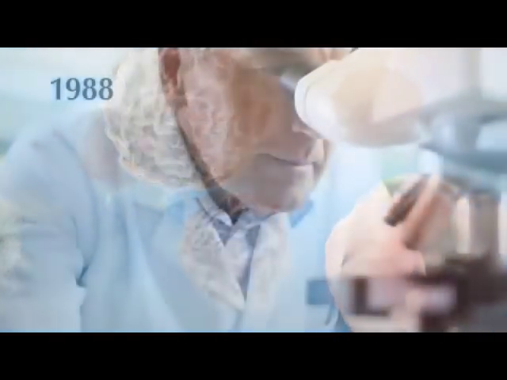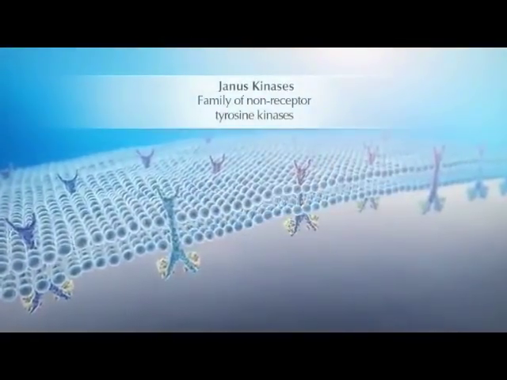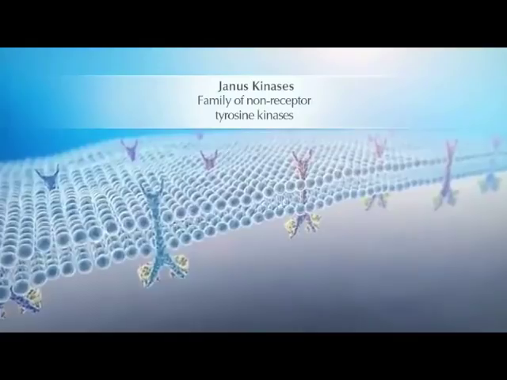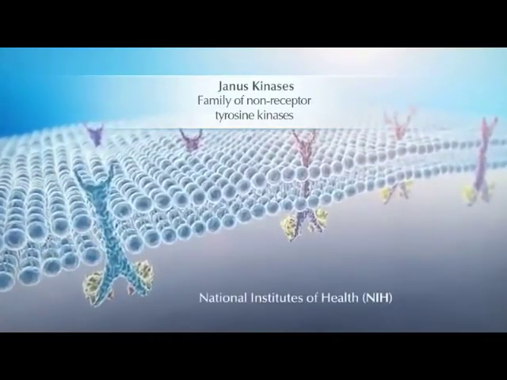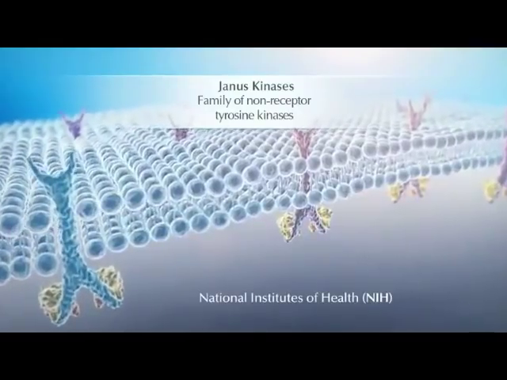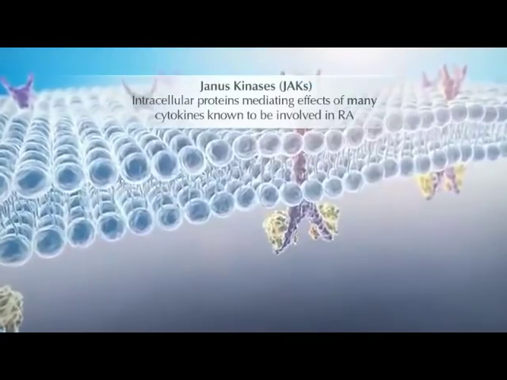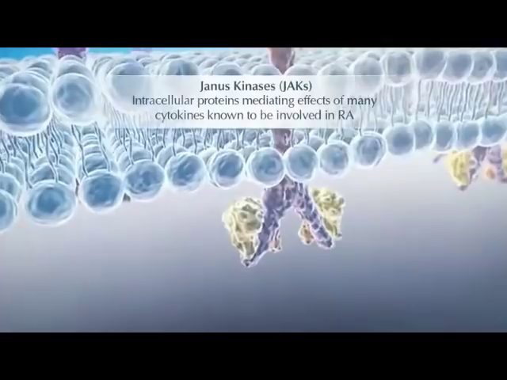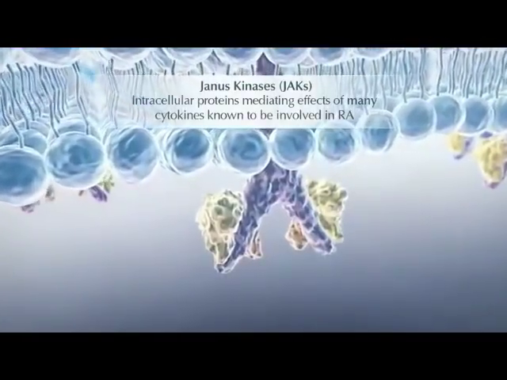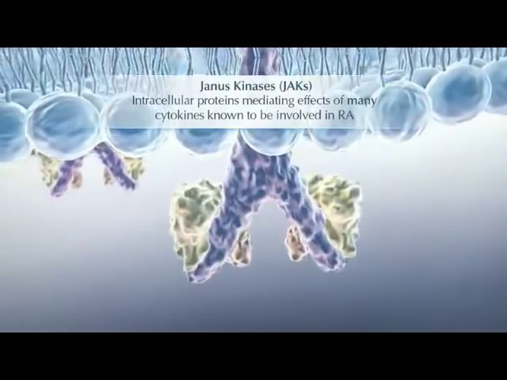In 1988, a family of non-receptor tyrosine kinases known as Janus kinases was discovered. Additional work was conducted at the NIH to further characterize the role of these kinases in the regulation of intracellular signaling. The discovery of Janus kinases, or JAKs, was important because these intracellular proteins mediate the effects of many pro-inflammatory cytokines involved in several human diseases, including RA.